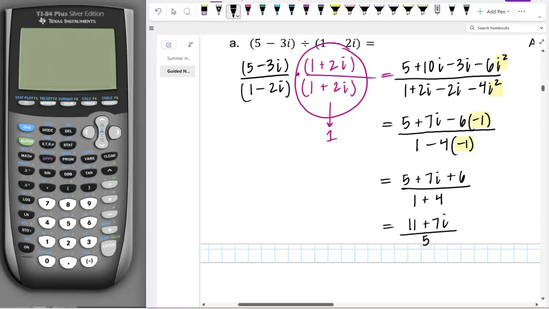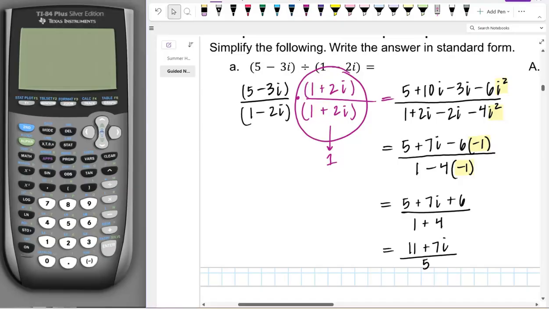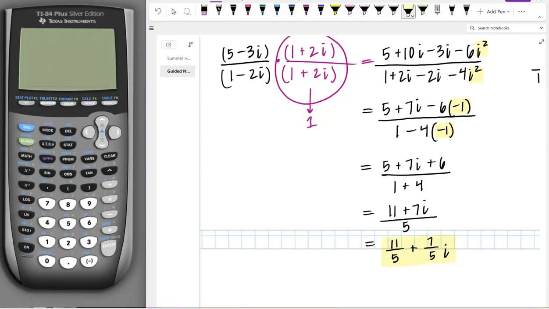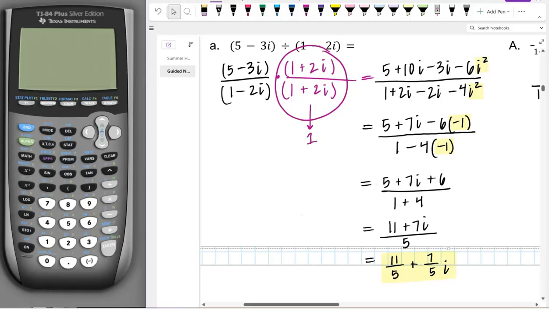This would be a good answer, but it did ask us to write the answer in standard form, a plus bi. So we're going to go ahead and split these apart. So it would be 11 over 5 plus 7 over 5i. As long as there's only one term in the denominator, you can split it up like that, because when you're adding fractions, they just have to have a common denominator, and you combine the numerators. So our final answer is 11/5 plus 7/5 i.